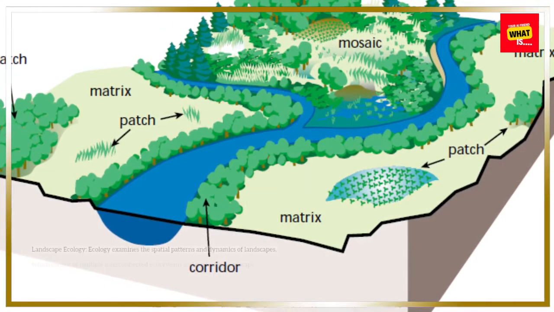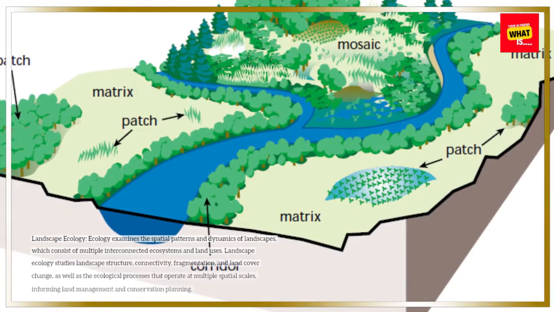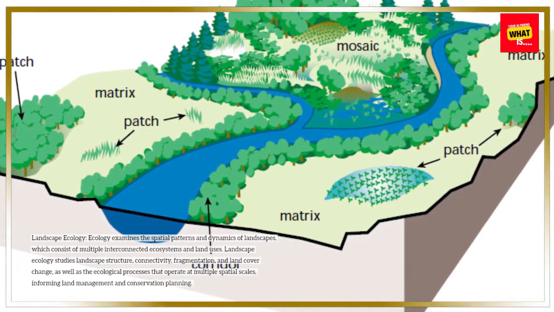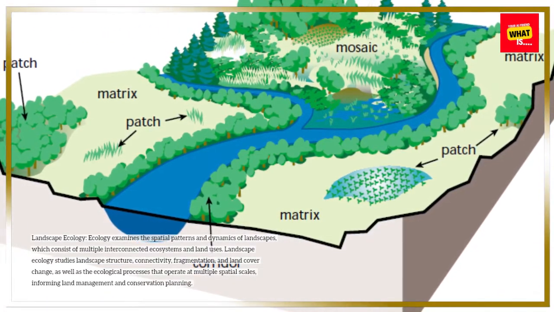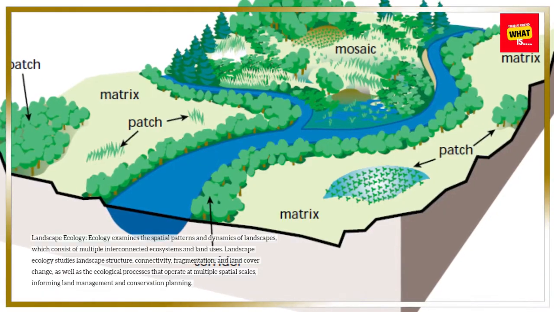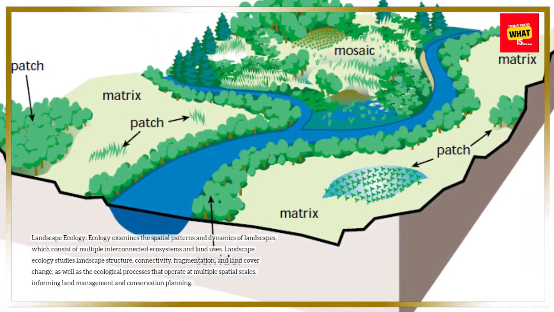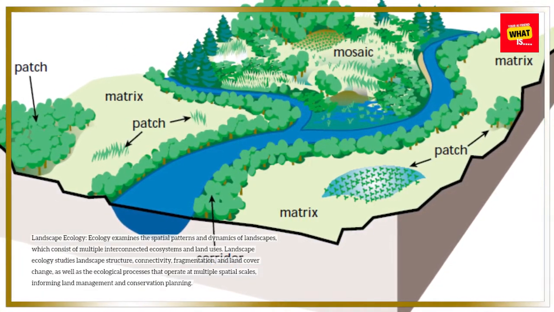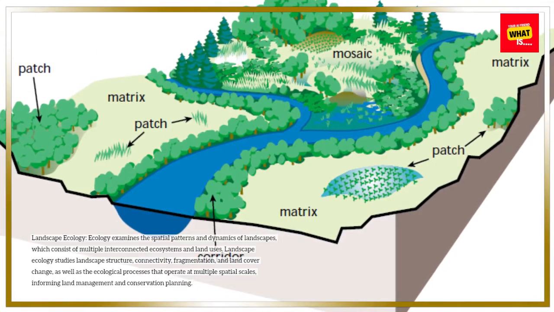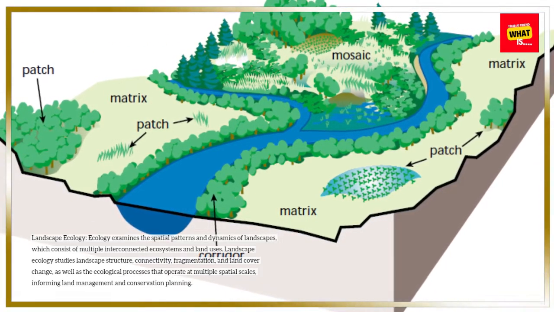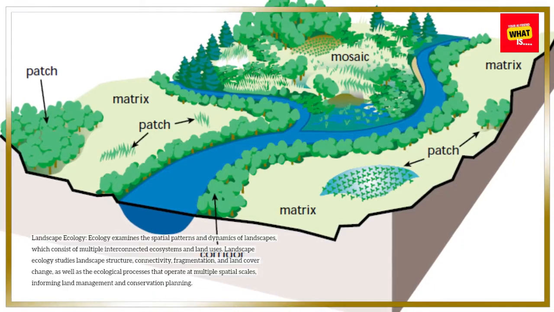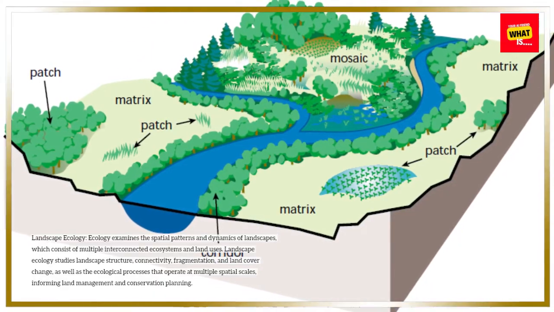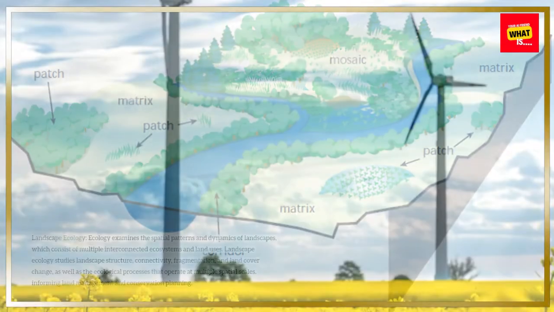Landscape ecology. Ecology examines the spatial patterns and dynamics of landscapes, which consist of multiple interconnected ecosystems and land uses. Landscape ecology studies landscape structure, connectivity, fragmentation, and land cover change, as well as the ecological processes that operate at multiple spatial scales, informing land management and conservation planning.